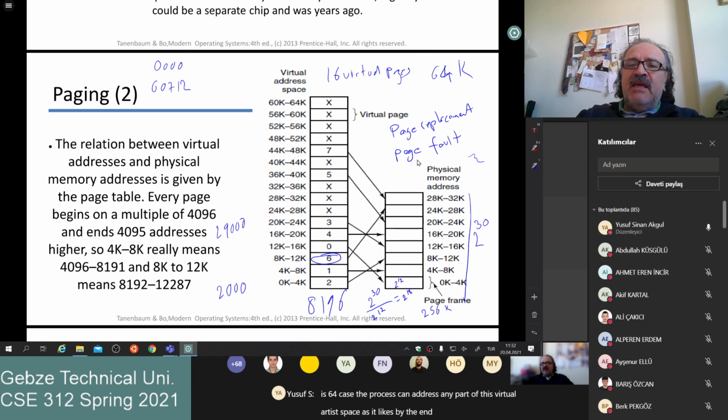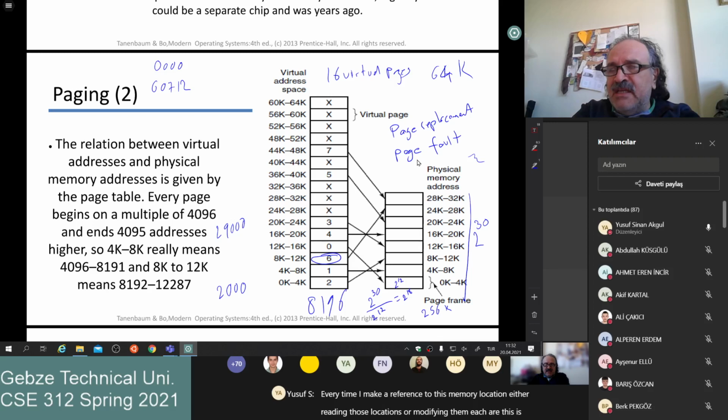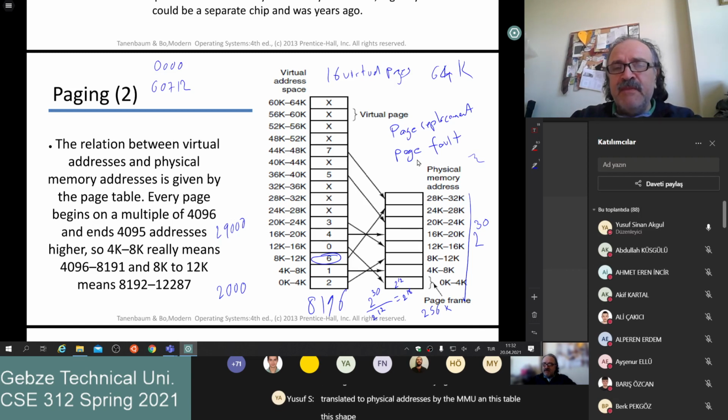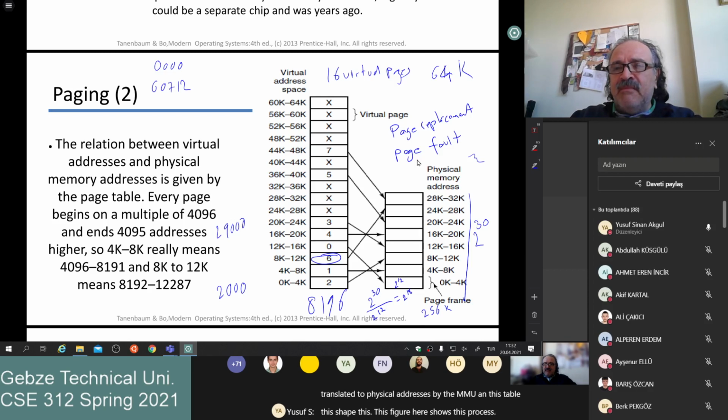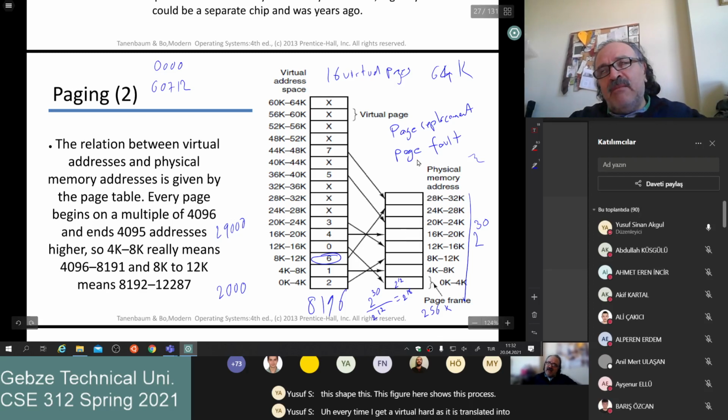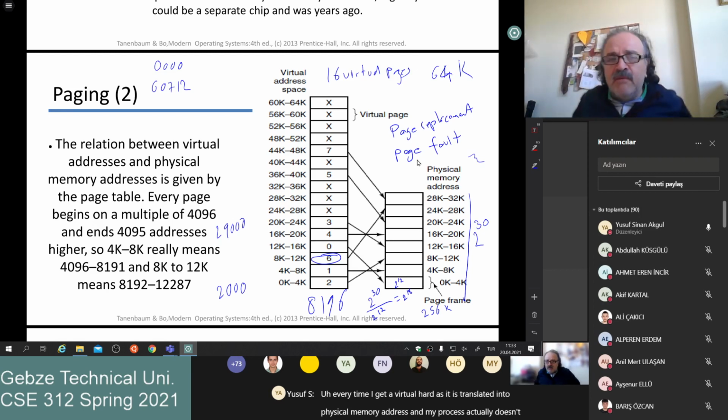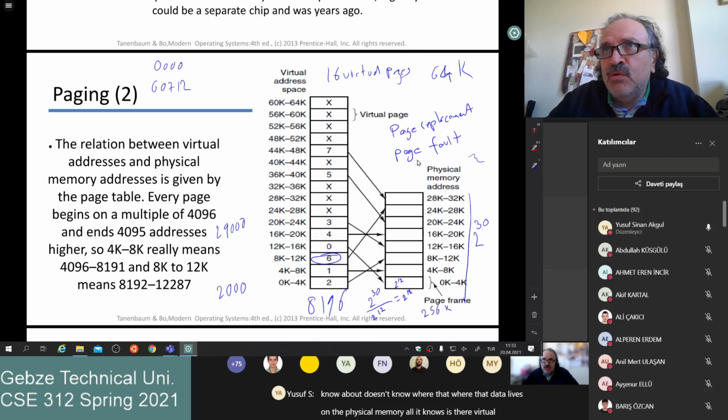But in reality, every time I make a reference to this memory location, either reading or modifying it, each address is translated to a physical address by the MMU. And this figure here shows this process. Every time I get a virtual address, it is translated into a physical memory address, and my process actually doesn't know where that data lives on the physical memory. All it knows is the virtual addresses. And there is no way to know it unless you have kernel privileges.